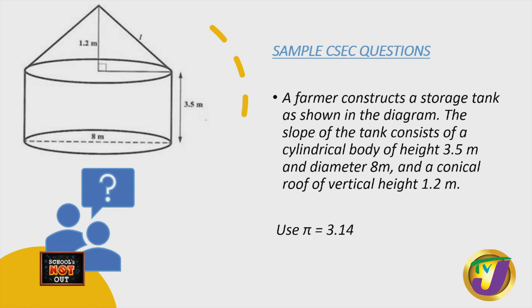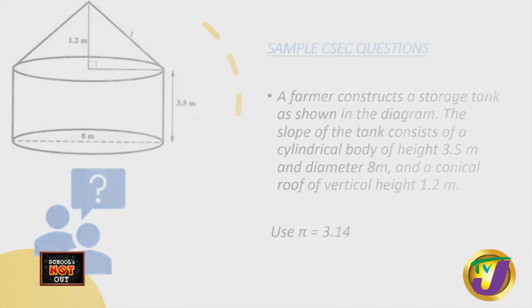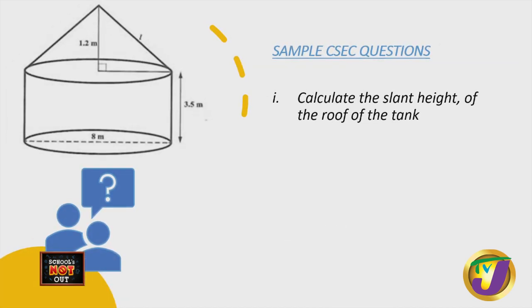So, this question says, a farmer constructs a storage tank as shown in the diagram. The tank consists of a cylindrical body of height 3.5 meters and a diameter of 8 meters and a conical roof of vertical height of 1.2 meters. Now we're using pi as 3.14, as we were in the previous question. You're asked to calculate the slant height of the roof of the tank as the farmer wishes to cover that slant distance with something. So how do you think you'll calculate the slant height of the roof of the tank?